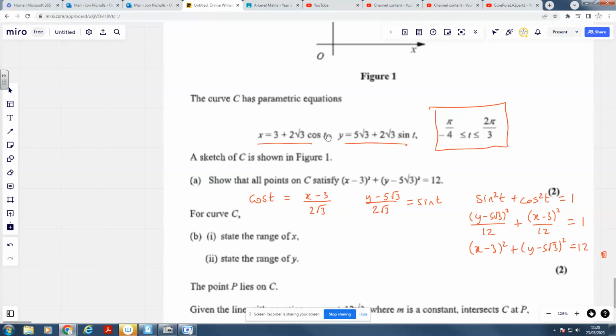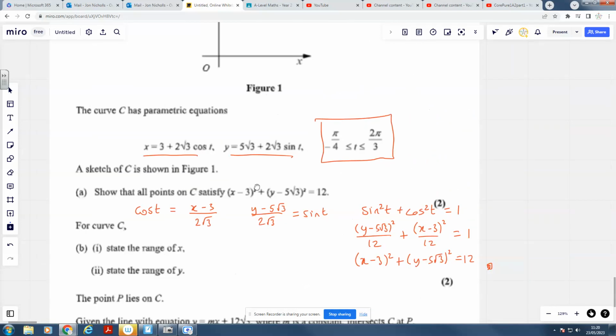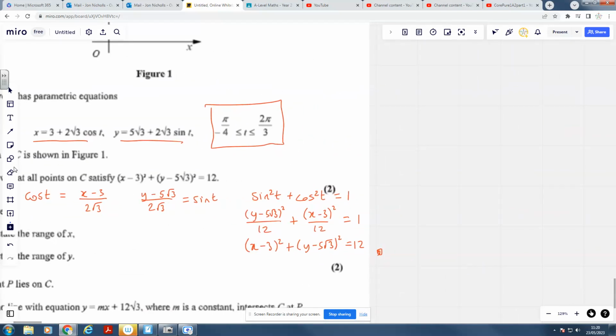Well, naturally, the range of x is going to be dependent upon the values of t, and t has been restricted. So what I'm going to do for x and for y is draw a little sine curve and a little cosine curve between these values. Let's talk about cos first. Now, if t is going between minus pi over 4 and 2 pi over 3, they've picked some really horrible values there, haven't they? It's going to be going from there to about there, yeah?